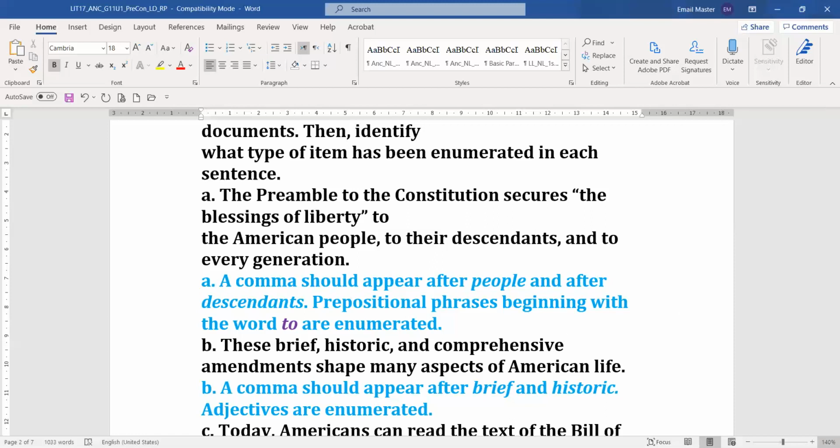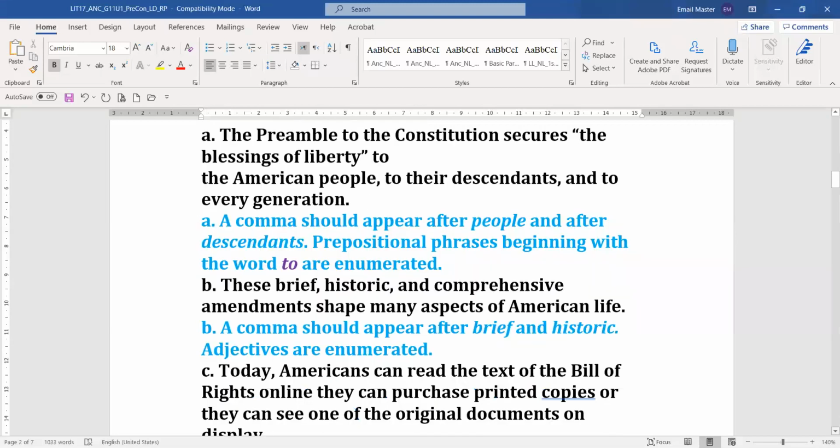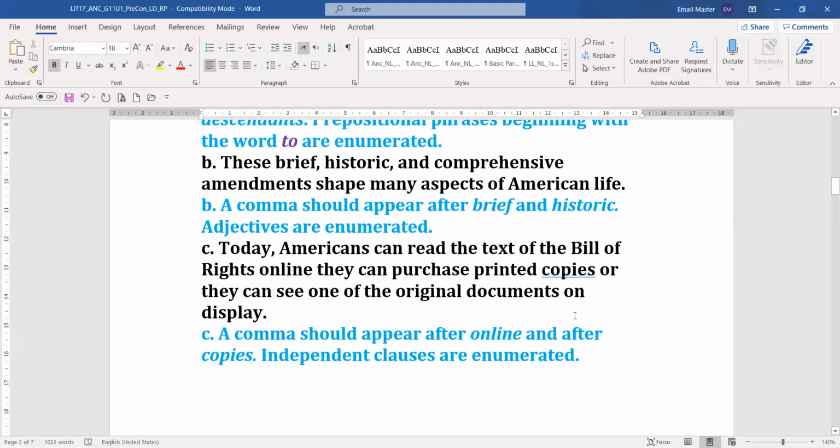And the last example: today, Americans can read the text of the Bill of Rights online. They can purchase printed copies, or they can see one of the original documents on display. So these are all independent clauses. Let's put the commas. We have to say, how do they read? Online. They can purchase printed copies, comma. Or they can see one of the original documents on display.